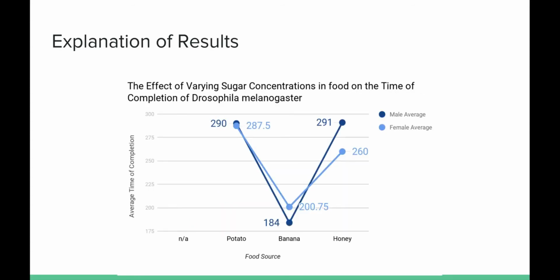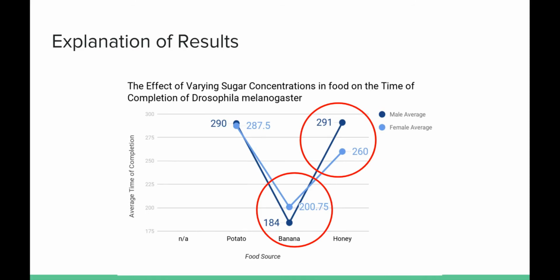Again, this graph displays the average time of completion of the flies that did complete the maze. In addition, the flies in the banana trial were significantly faster than the flies in the honey trial, even though the honey trial had a significantly higher sugar concentration than the banana. The honey was predicted to be the fastest due to its high sugar concentration, but it was later determined that it would not have the fastest Drosophila melanogaster.